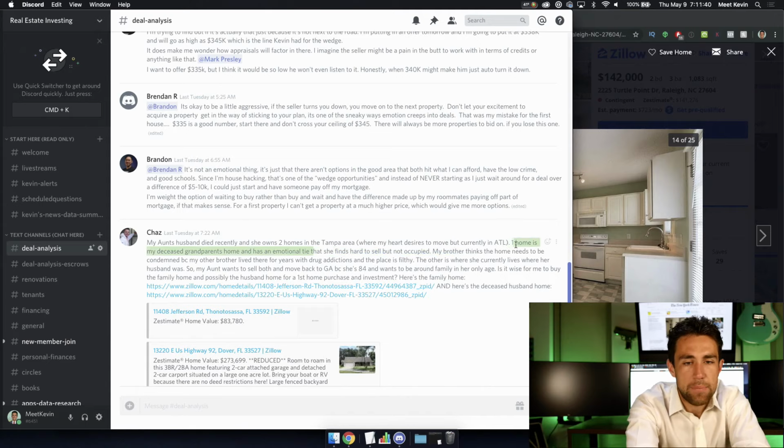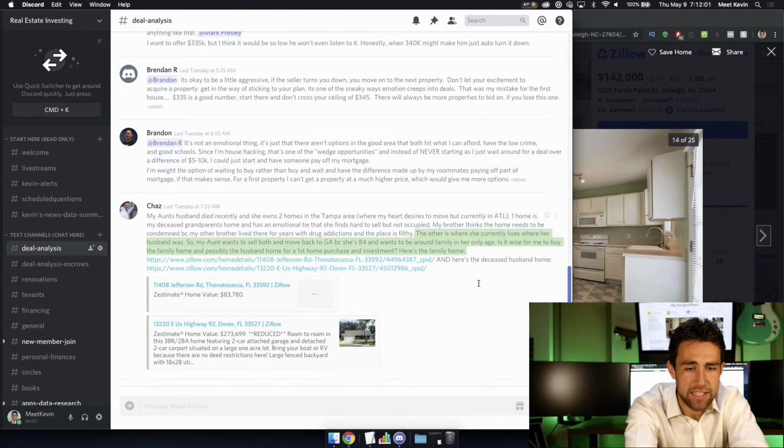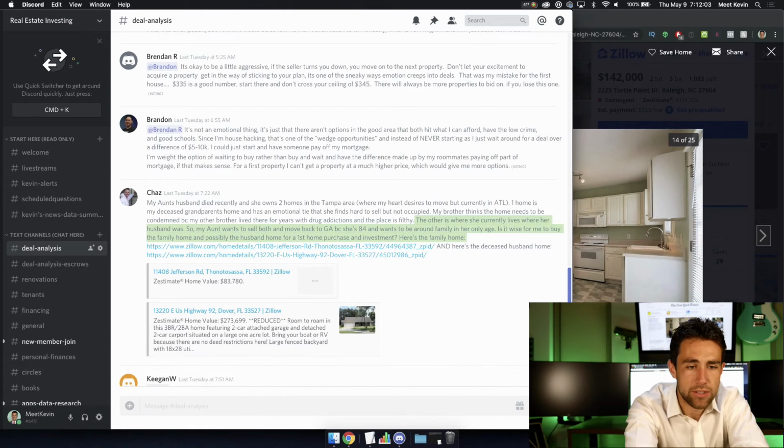My brother thinks the home needs to be condemned because the place is filthy and there are drug addictions or issues. The other, where she currently lives, is where her husband was, so she wants to sell both and move to Georgia because she's 84 and wants to be around family. Is it wise for me to buy the family home and possibly the husband's home for a first purchase and investment? Here are the deals.